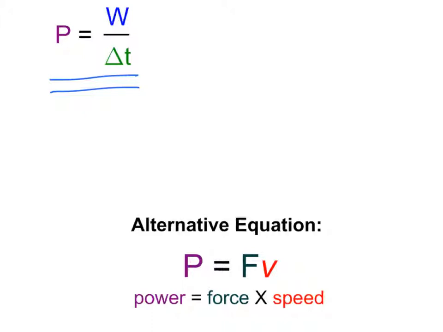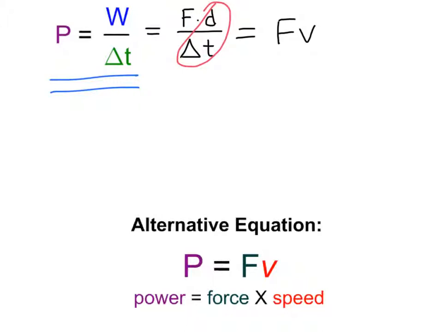We can actually come up with an alternative equation very simply because we know what work is. Work is equal to force through a distance, right? Force times distance, and we keep our change in time. We also know that distance over change in time is equal to velocity. So if we simply substitute velocity in for this portion of the equation, we get power equal to force times velocity. And this is just rewritten down here, an alternative equation, power equals force times velocity. Obviously, you can easily derive this equation as well.